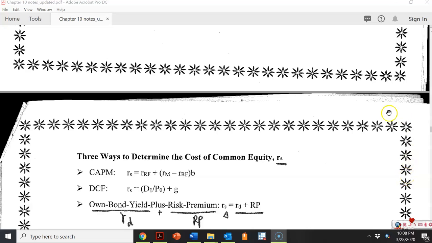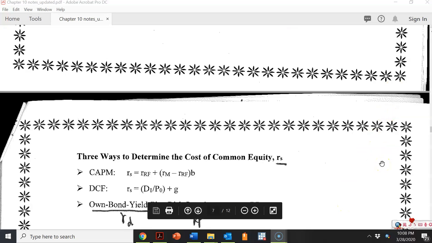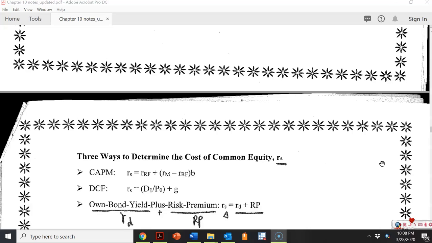Hello class. So for the first video, we discussed the definition and the formula for WACC, and we had the case of Coleman Technologies. Based on the information we know about the firm, we tried to calculate the cost of debt and cost of preferred stock for the firm.